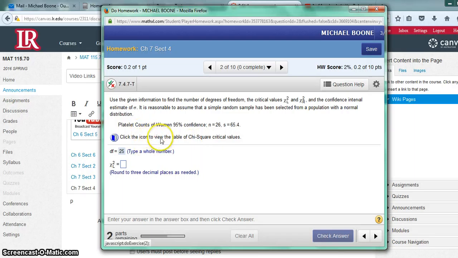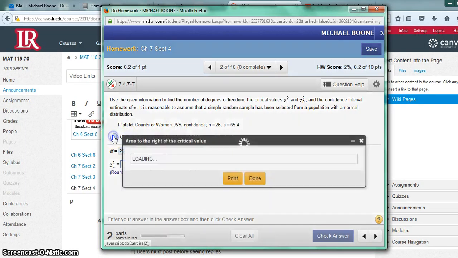And they talk about degrees of freedom. Well, degrees of freedom is whatever your sample size is minus 1. So that's why that first one's 25. If we are using the table to find critical values, just like we have a lower limit and upper limit, we have that for the chi-squared as well. So if I want to find this lower limit of the chi-squared for a 95% confidence, I could click on the table.